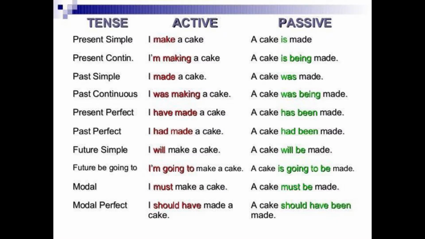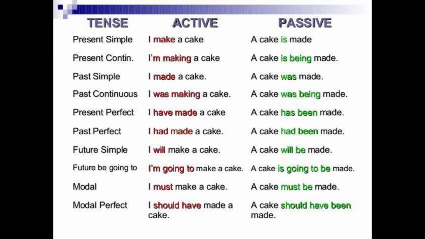Next slide. Just like tense, active and passive are given. Simple present, present continuous, simple past, past continuous, present perfect, past perfect, simple future, future be plus going to, modal verb. These are here. What should be done? It's just like, I make a cake, a cake is made. I am making a cake, it is present continuous. A cake is being made. The word being is used here, with B3.